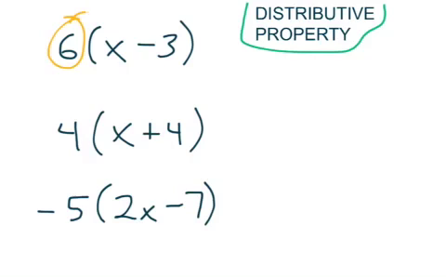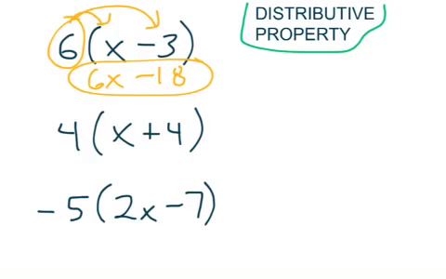So here I go. I know 6 times x is 6x. I know 6 times minus 3 is minus 18. That is the simplified version of that original expression. So go ahead and pause the video and try the next two and see if you can't get the correct answer.